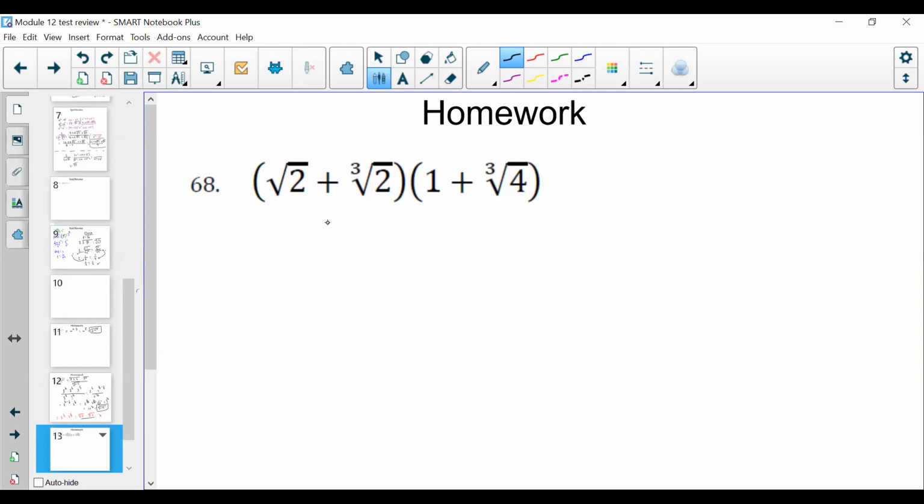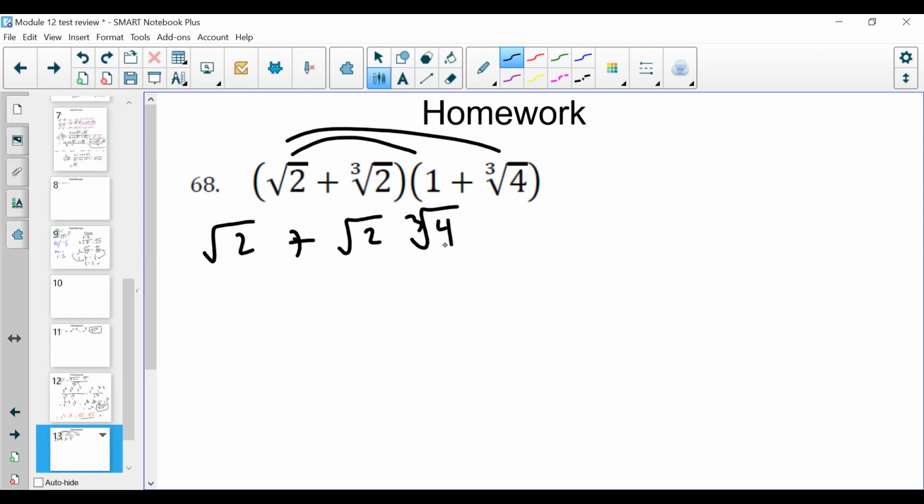So I have root 2 plus cube root of 2 times 1 plus the cube root of 4. You're going to treat this just like any other multiplication problem. We're going to distribute it out. Distribute the root 2 to get root 2 times 1 is root 2, plus root 2 times the cube root of 4. Then we can distribute the cube root of 2 as well. You get the cube root of 2 times 1, which is just the cube root of 2. Then the cube root of 2 times the cube root of 4 gives me the cube root of 8. Since these roots are the exact same, I can just multiply what's underneath the roots. So 2 times 4 is 8.